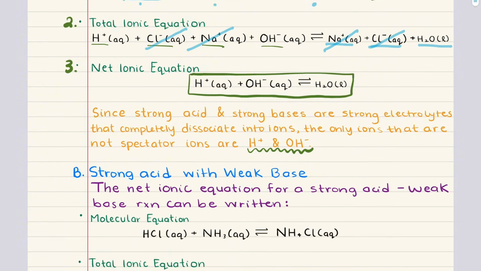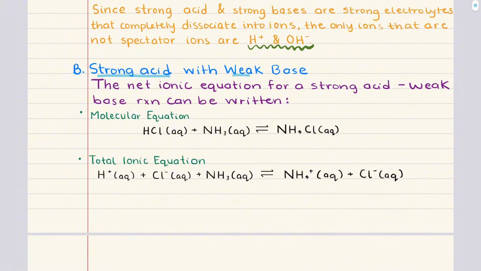Now let's move to a strong acid with a weak base. We'll start with an example that involves a neutral weak base like ammonia. So in the molecular equation, we're going to have ammonia reacting with hydrochloric acid, which is a strong acid. Hydrochloric acid reacts with ammonia to give ammonium chloride. In the total ionic equation, that strong acid splits into hydrogen and chloride ions. But ammonia stays as NH3 because it is weak.